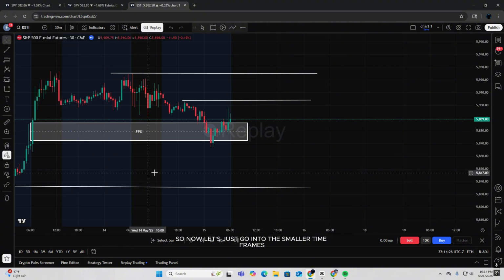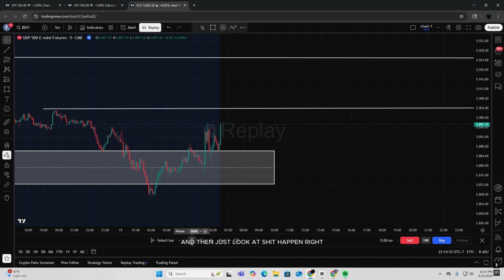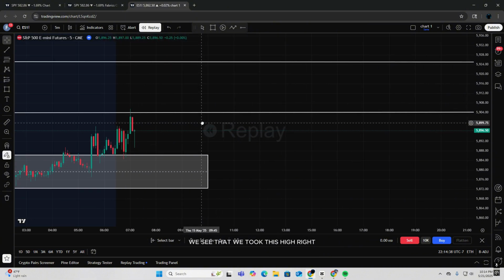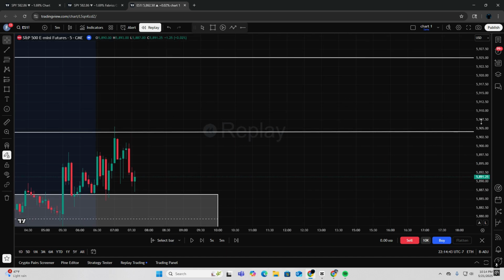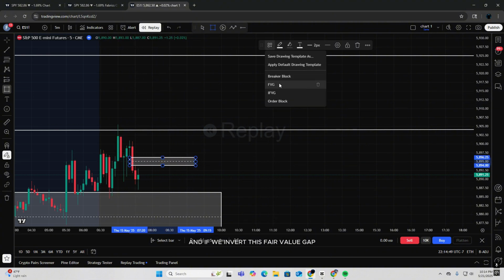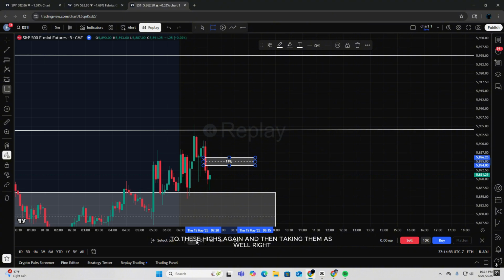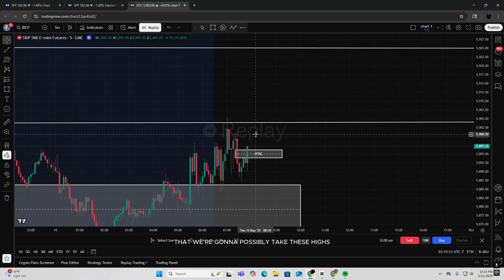So now let's go into the smaller time frames and see how the market opens, and just let the market spawn in and see what happens, right? The market consolidates a little bit. We see that we took this high, but we still haven't had a reaction yet. Right here, we do have a bearish fair value gap. If we inverse this fair value gap, then we could potentially see us going back to these highs again and taking them as well, right? From here, we did get an inverse of this fair value gap. We got a tiny rejection right here, but the next candle we inversed it. So now we start seeing our first confirmation that we're possibly going to take these highs.